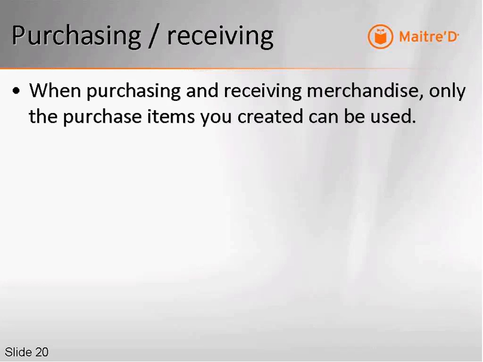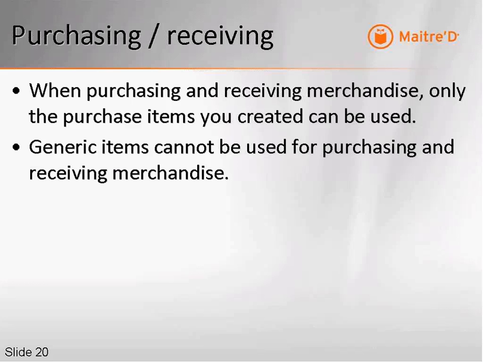Okay, so when purchasing and receiving merchandise, only the purchase item you created can be used. So whenever you look at the list, when you place a purchase order, the generic item, you can't even see it. So it's not even part of that list. The only thing that you see is your purchase formats. So it avoids confusion. It makes it easier for you when you do your purchases and your merchandise reception. So generic items simply cannot be used to purchase and receive merchandise. So you just cannot use the 1 ounce vodka to receive it. Anyway, it doesn't make sense because unless you buy those mini bottles, nobody sells vodka by the ounce when you buy it in bulk.